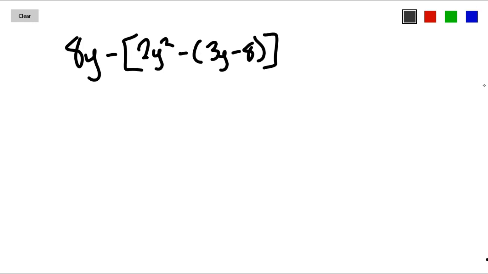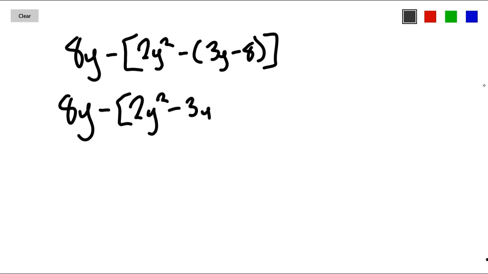So, since I can't combine the two terms in the parentheses inside the brackets, all I have to do is distribute the negative. And when I do that, I end up with 8y minus 2y squared minus 3y plus 8. And now the parentheses inside the brackets are taken care of. There's no more multiplication inside the brackets, but I don't have any like terms to combine within the brackets, so now that's my cue to move outside the brackets and perform operations there.